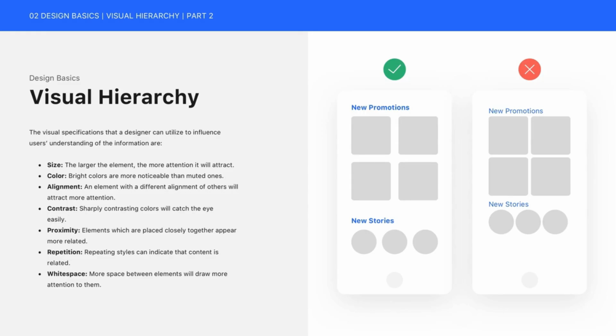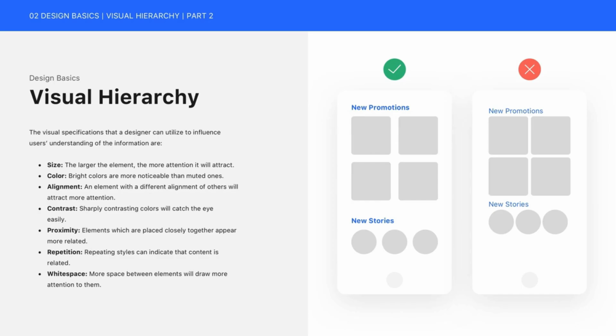The next item is repetition. Repeating styles can indicate that content is related. So what does that mean? Let's look at the pictures on the right. Can you see that we have 4 squares and 3 circles? So the user can easily recognize the relationship between those elements.